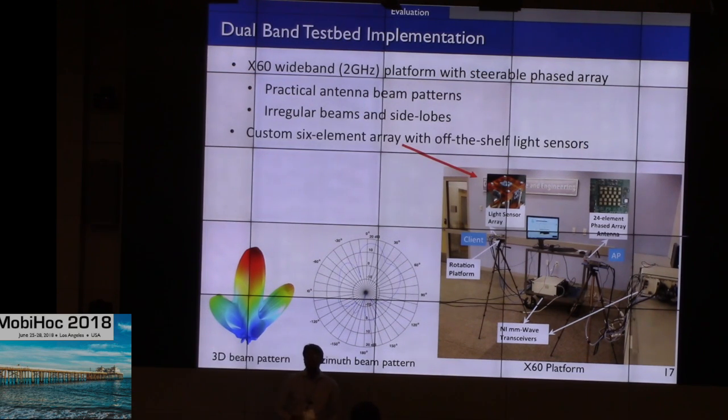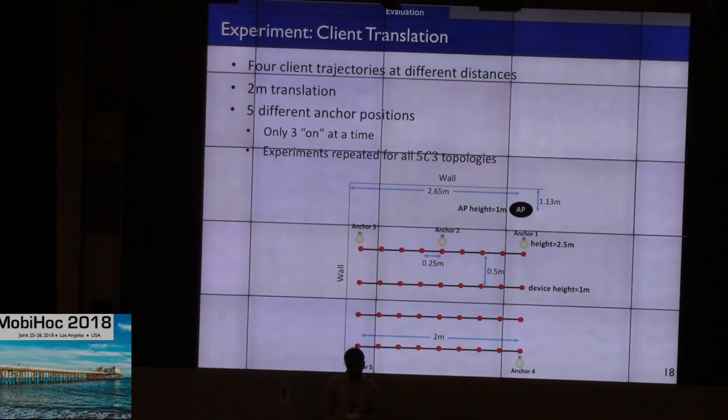Further, we have also integrated a custom 6-sensor light sensor array. We are using off-the-shelf light sensors, so no special light sensors are required, and we have integrated them with the X60 platform. Using this hardware platform, we have done extensive experiments in a lot of different environments and mobility scenarios. However, due to short time today, I will only be focusing on one experiment, which is client translation.